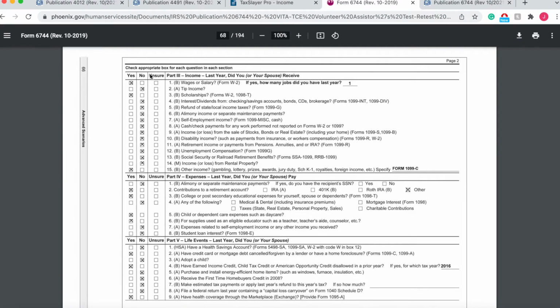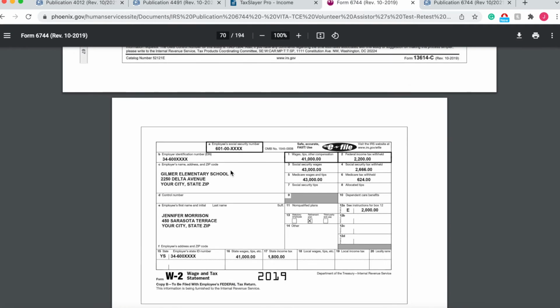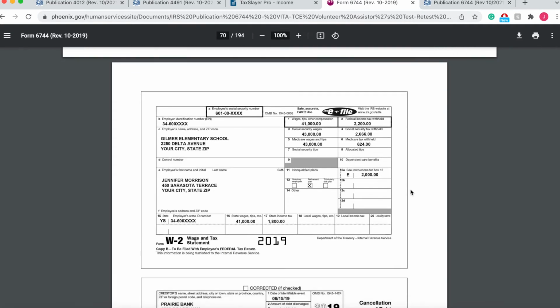And so here, I'm going to come to the income section of the intake and interview sheet, and I'm just going to work down this list right here. The first thing I have is the form W-2 with the wages or the salary. There's only one job, so I'm expecting one W-2, which we know is the situation because we already checked this. And so we see here, this is Jennifer's W-2 for the year from her job.